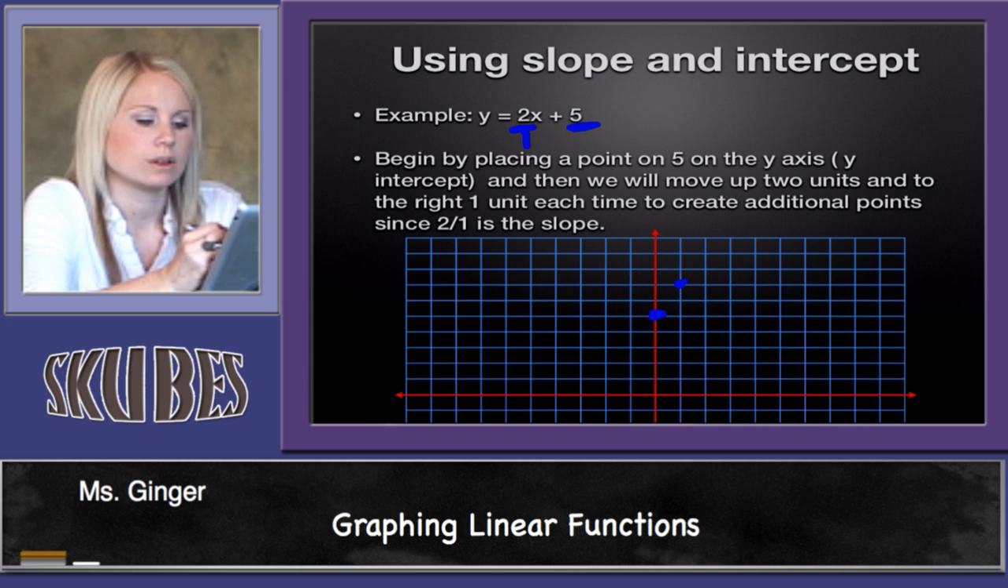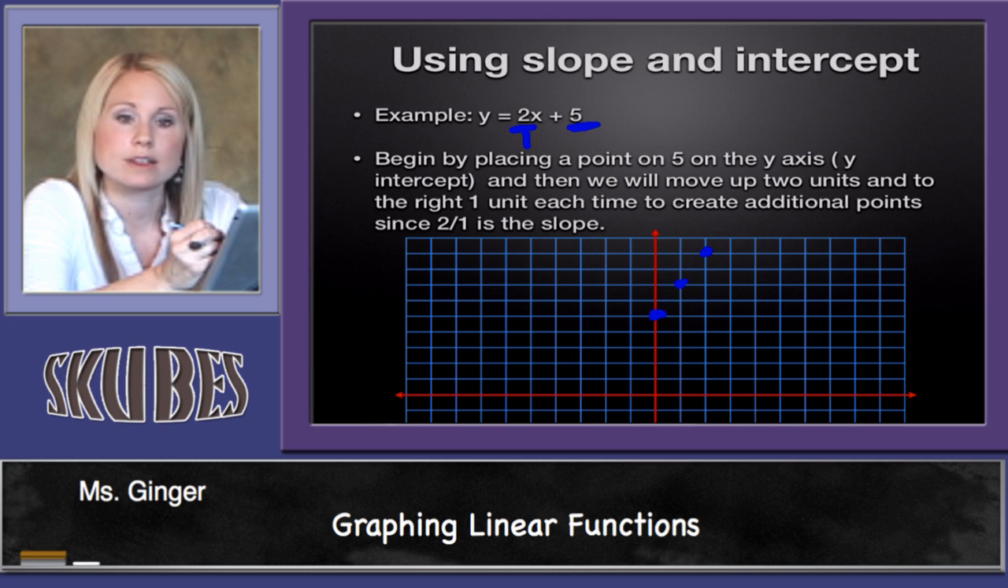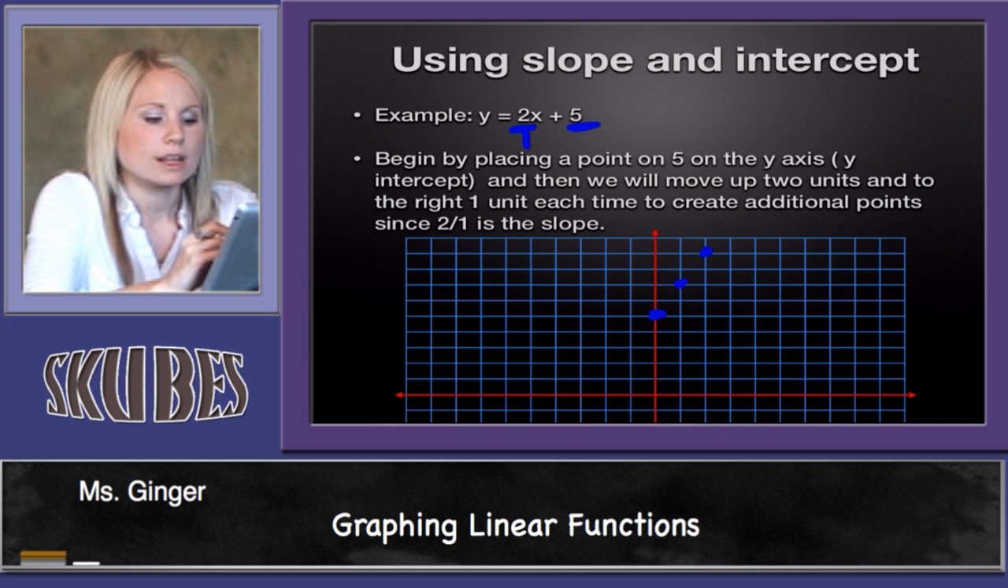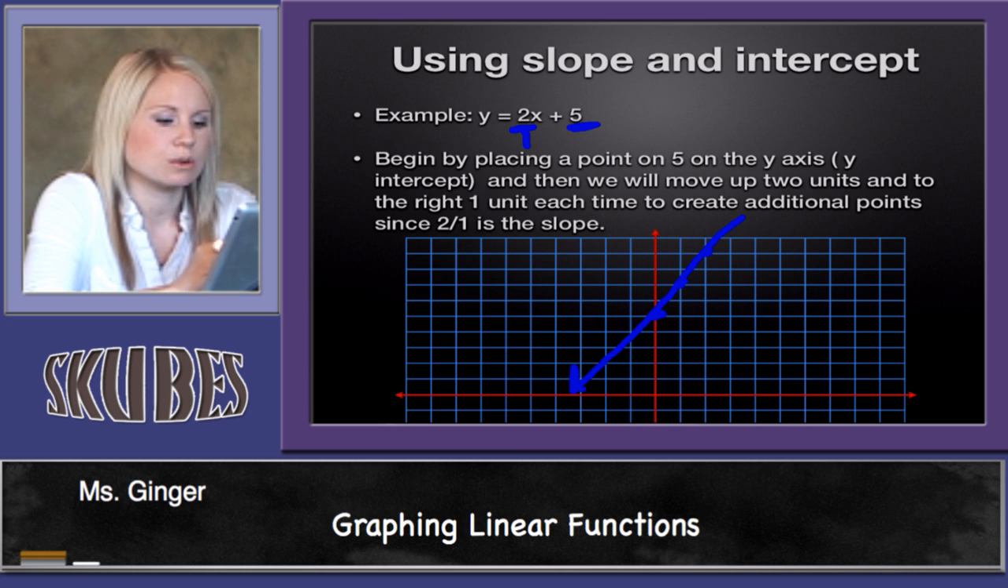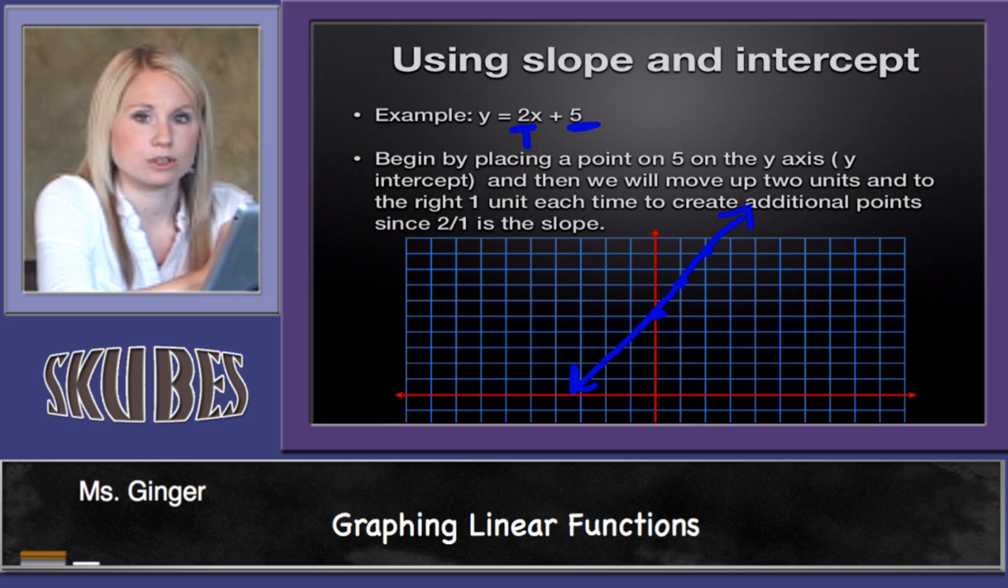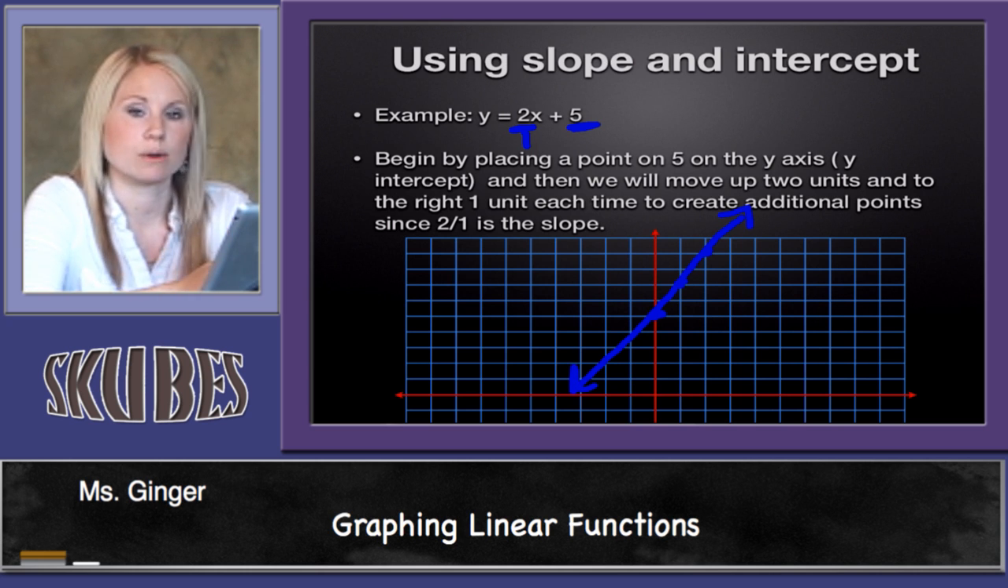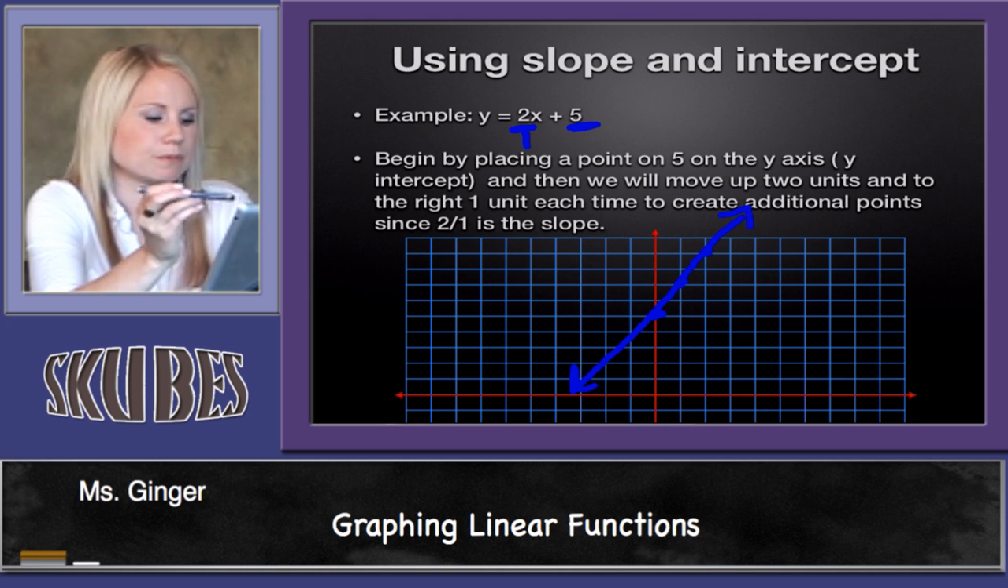Okay, up 2 over 1 again, and you could continue until the graph ends. A straight line is going to continue on forever in both directions, so you could go down 2 and to the left 1 to continue on with that line. It's going to go both ways forever. And that's the slope-intercept method.